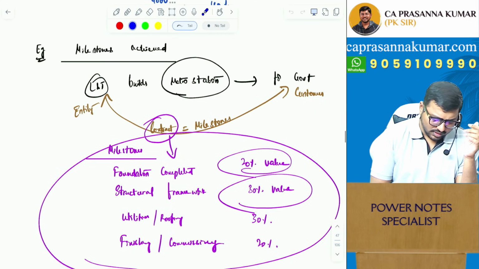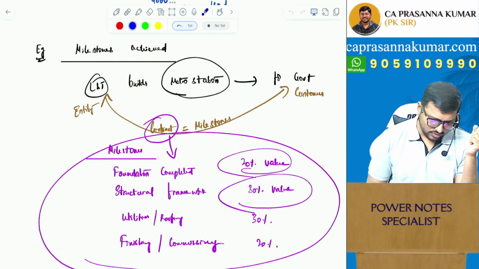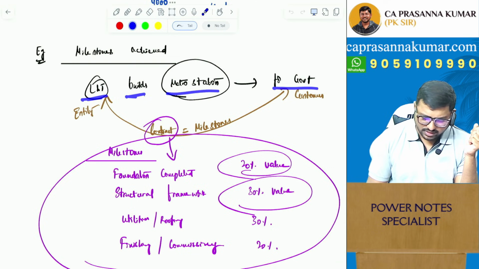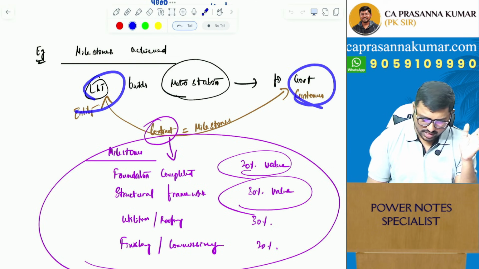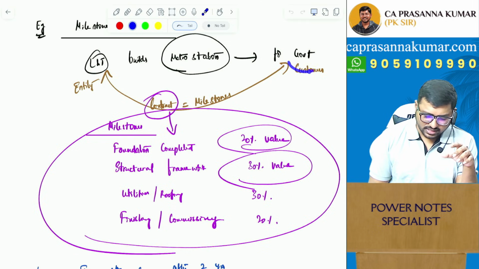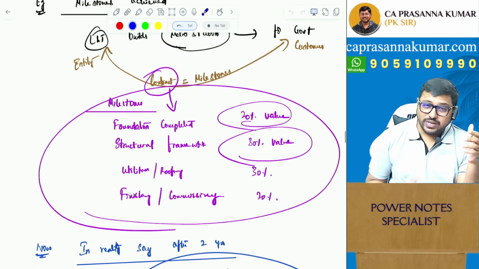See here. You need to understand what do you mean by milestones achieved. Okay, for example, L&T is the entity. It builds metro station for government. Who is the entity? L&T. Who is the customer? Government. Now in the contract, it has been mentioned clearly by the government that I'll make you payment based on the milestones that you achieve. Now the question is, what do you mean by milestones?